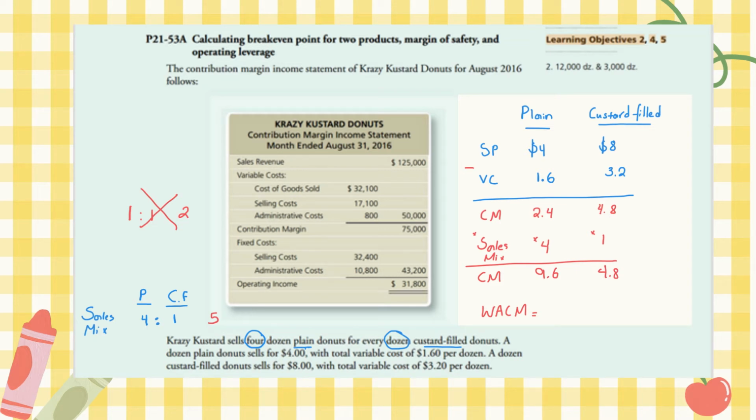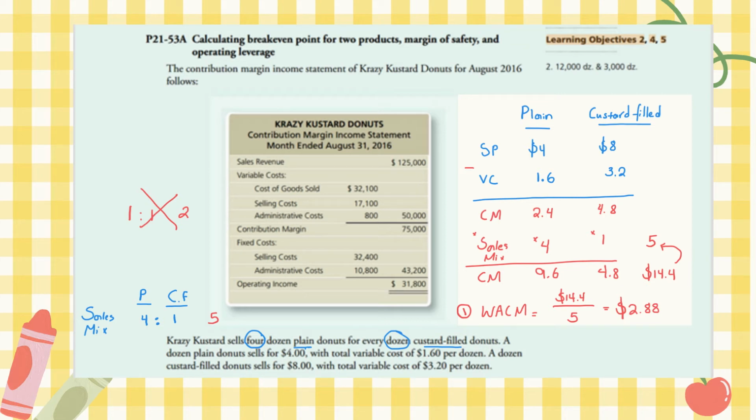So now I can add the new contribution margin. So 9.6 plus 4.8, it's gonna be 14.4. Now we divide it by 5 because it's 5 dozens, not only 2. So the weighted average will be 14.4 divided by 5. This is the first requirement. So 14.4 divided by 5 is going to be 2.88.